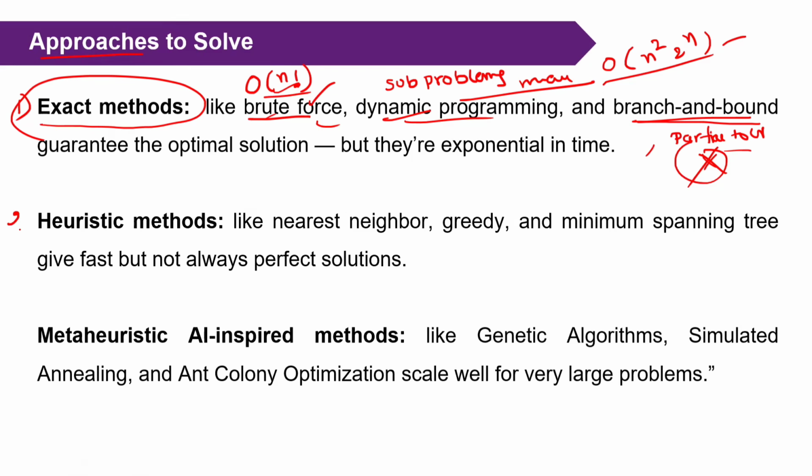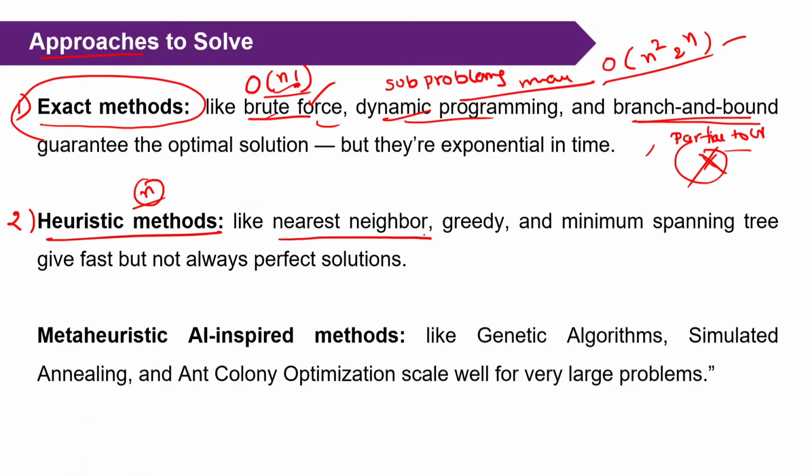Another approach is the heuristic method. Heuristic methods use some heuristics for expansion, so they are applicable for a large number of cities also. The first approach is the nearest neighbor.